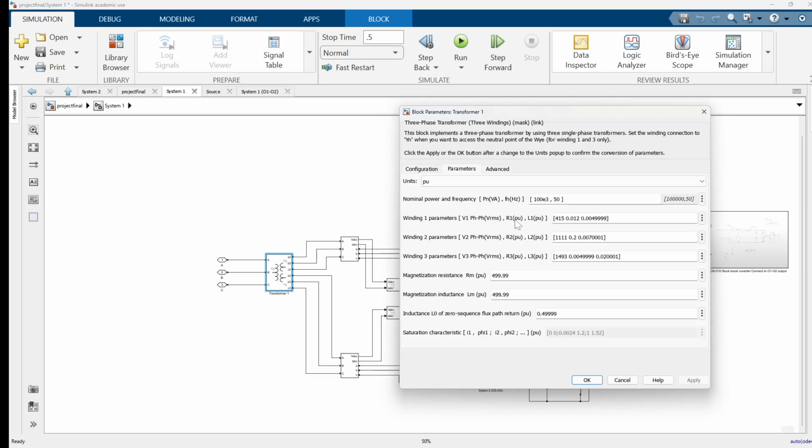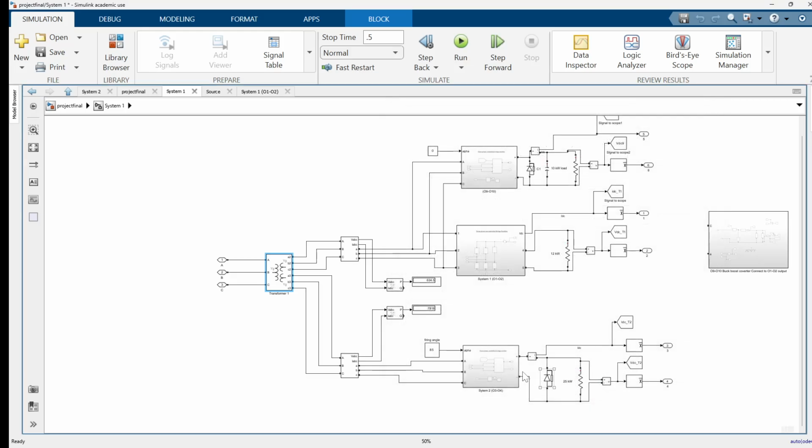The transformer's internal resistance and inductance are shown in here. Then I'm giving it to the three-phase VI measurement to measure the active powers and other parameters you can get. So this is transformer number 1.